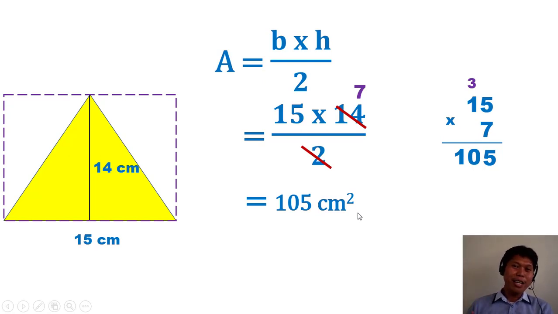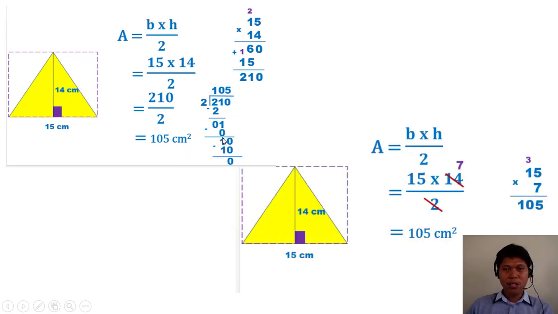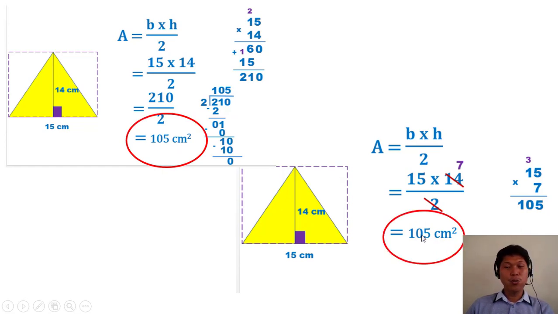You see, we make it faster, easier, and we are less prone to errors because we are dealing with smaller numbers. Unlike a while ago, when we needed to multiply 15 by 14, which is equal to 210, before dividing it by 2. So if you compare the two answers, this one using cancellation, they got the same result, which is 105 square centimeters. So in cases where a base or a height or any of the two is divisible by 2, it would be better for us to apply the cancellation method.